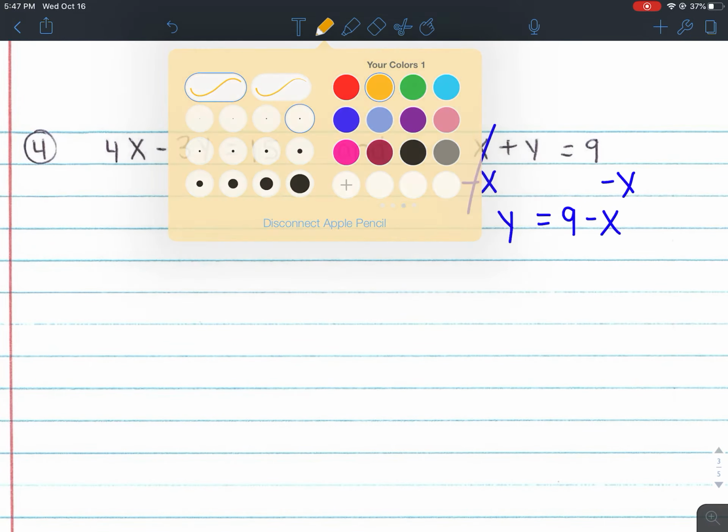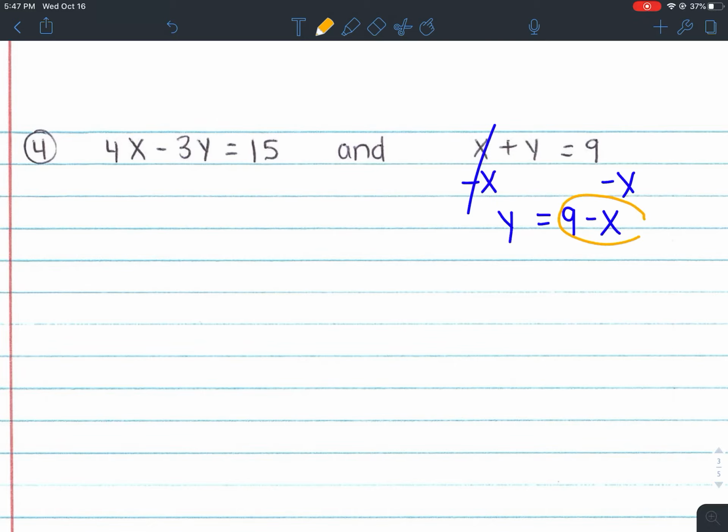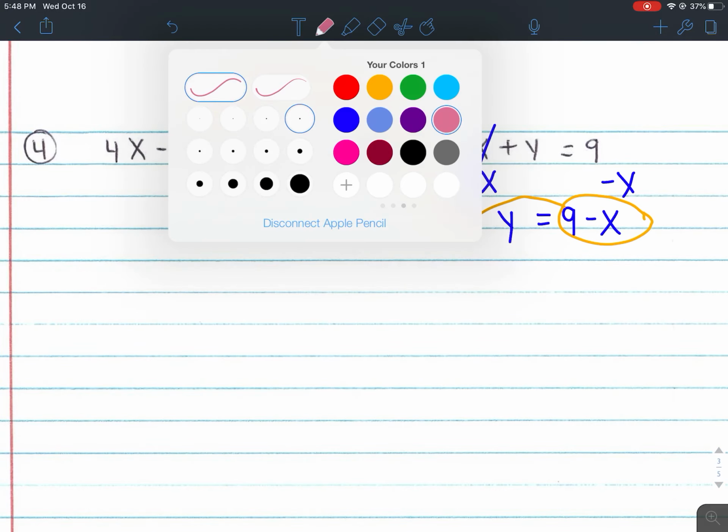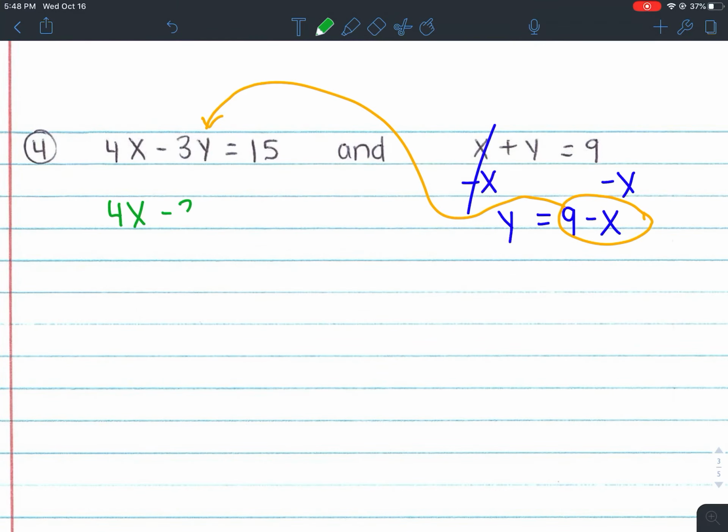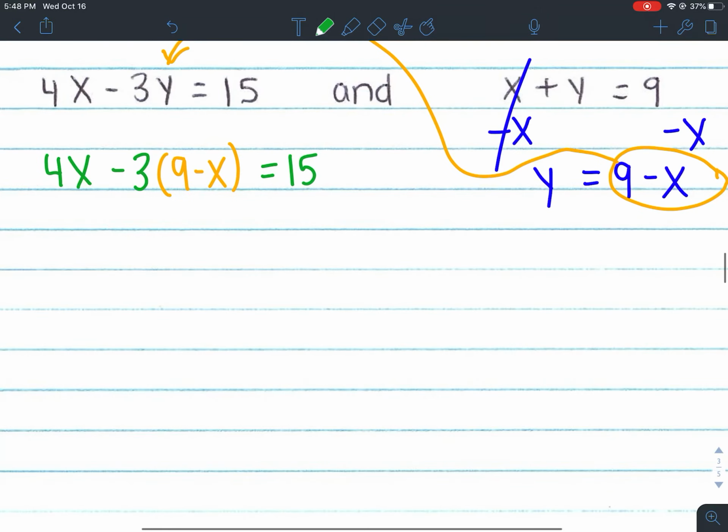Okay, well, since I got my y value by itself, now I have y equals 9 minus x. Where am I going to plug that 9, oh my gosh, like word vomit. Okay, where am I going to plug in 9 minus x? Well, I'm going to plug it in for the y value of the other equation. So I'm going to go ahead and I'm going to move this for the y value. So then I have 4x minus 3 times 9 minus x, make sure you use parentheses, equals 15.